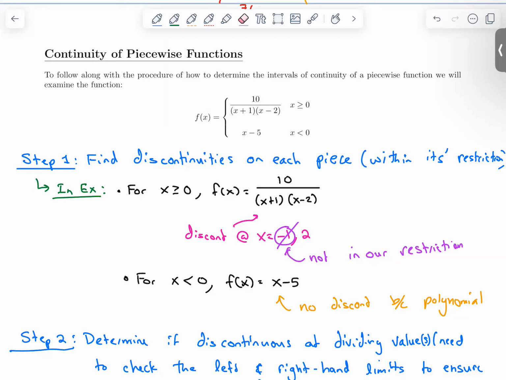We'll go ahead and get started back where we left off, which was talking about the continuity of piecewise functions.